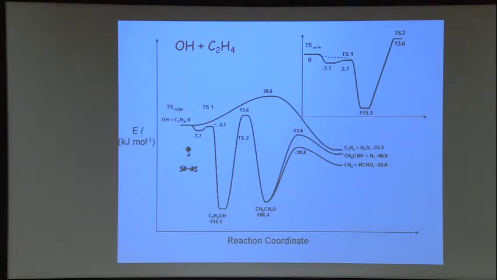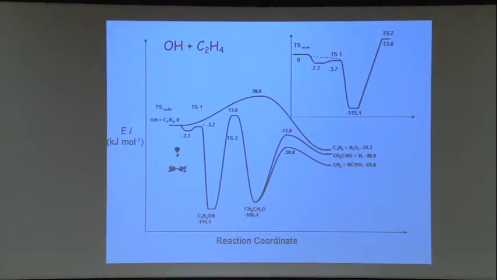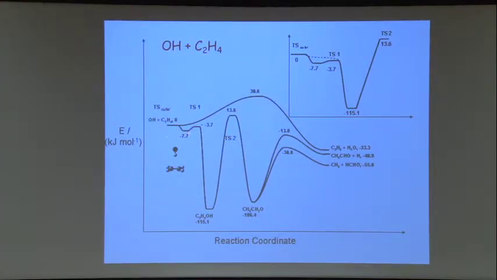And here's the potential energy surface for OH plus C2H4. And don't worry about all this stuff up here. We're worrying about this bit of the surface. There's a van der Waals well, which has got an energy of minus nearly 8 kilojoules per mole, so relatively deep. And then this energy barrier here, and we go over to form this adduct, C2H4OH.